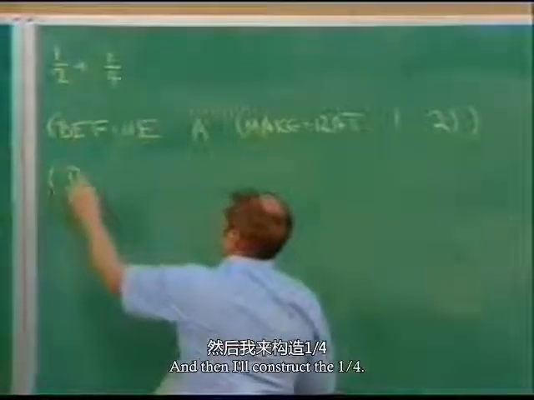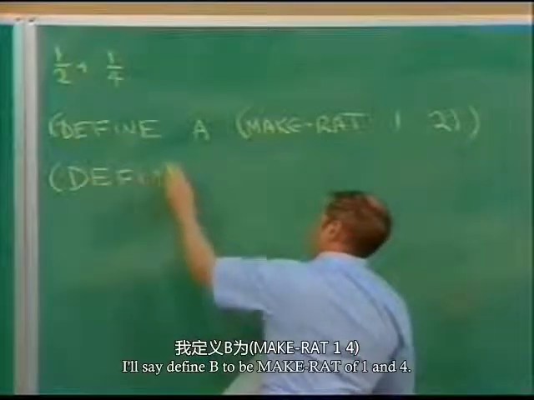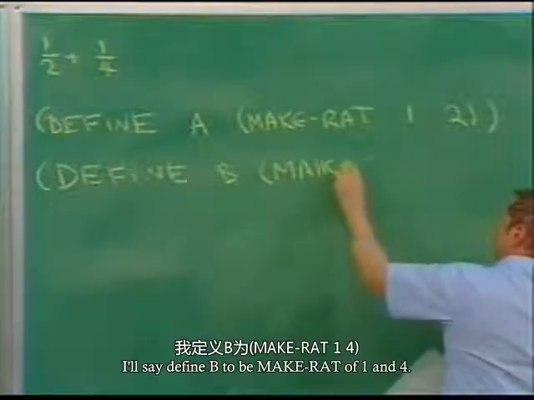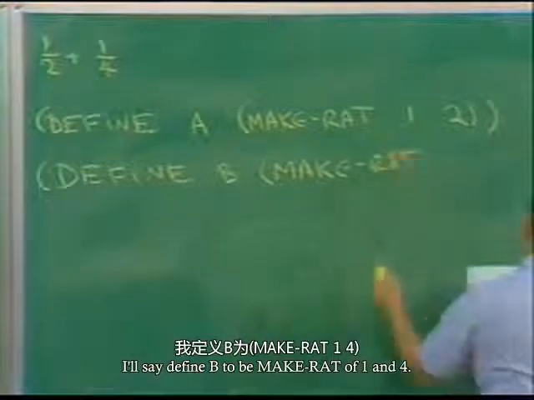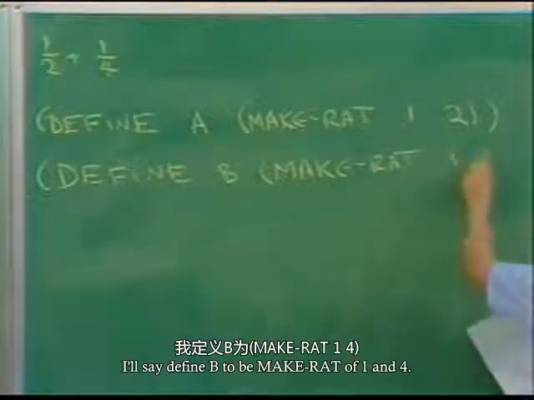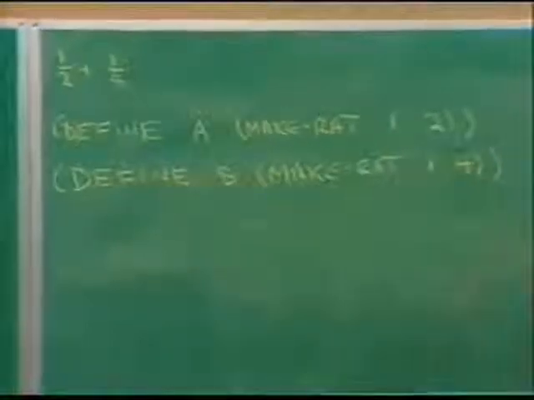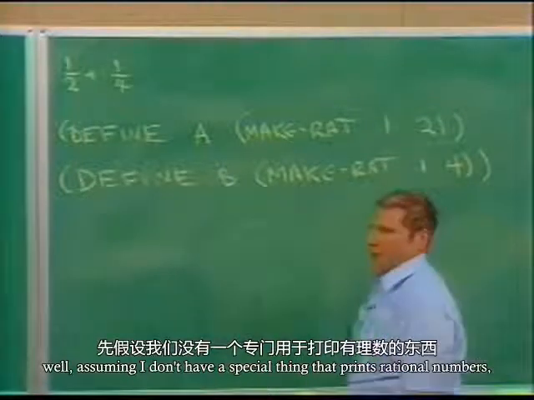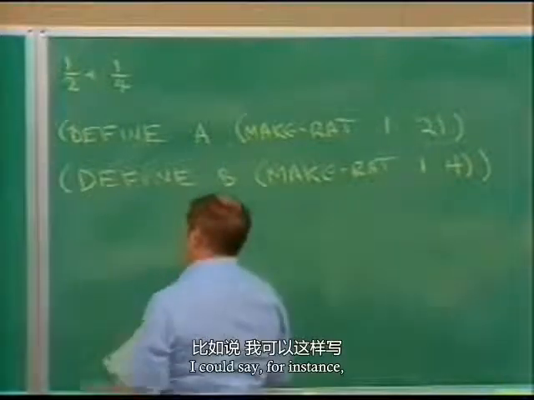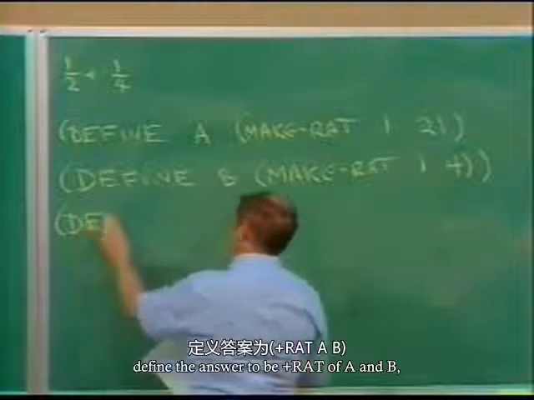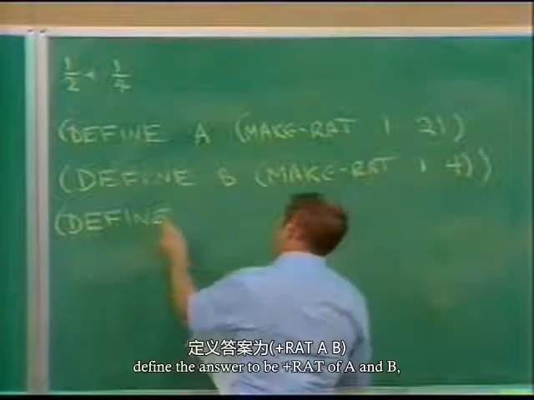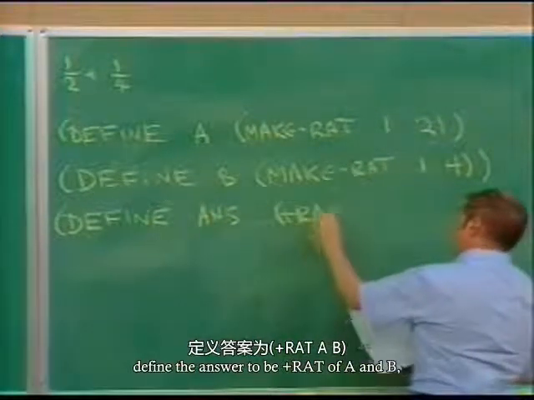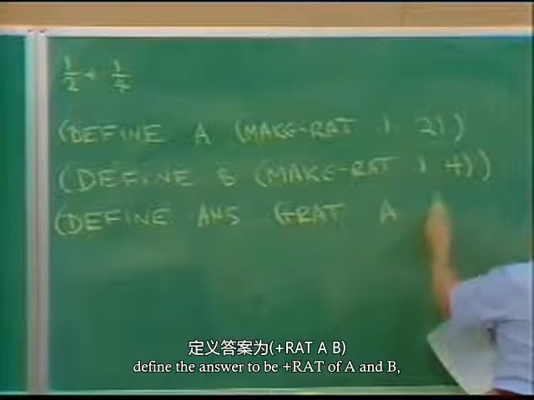And then I'll construct the 1/4. I'll define B to be make-rat of 1 and 4. And if I'd like to look at the answer, well, assuming I don't have a special thing that prints rational numbers, or I could make one, I could say, for instance, define the answer to be plus-rat of A and B.